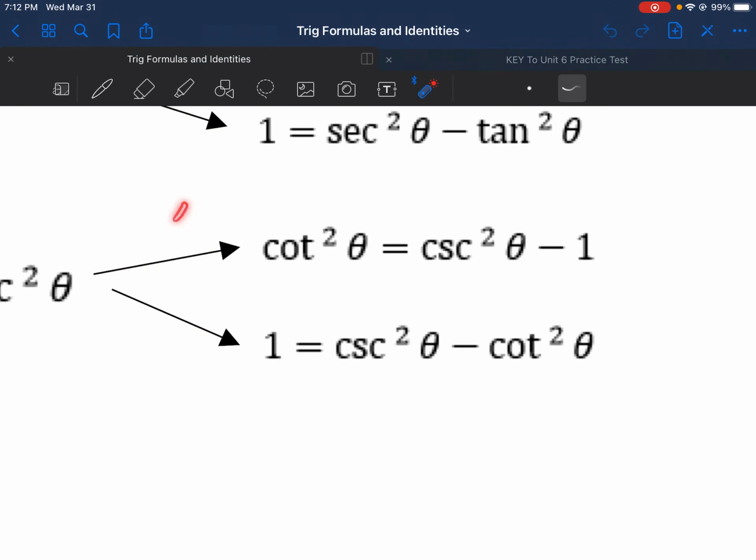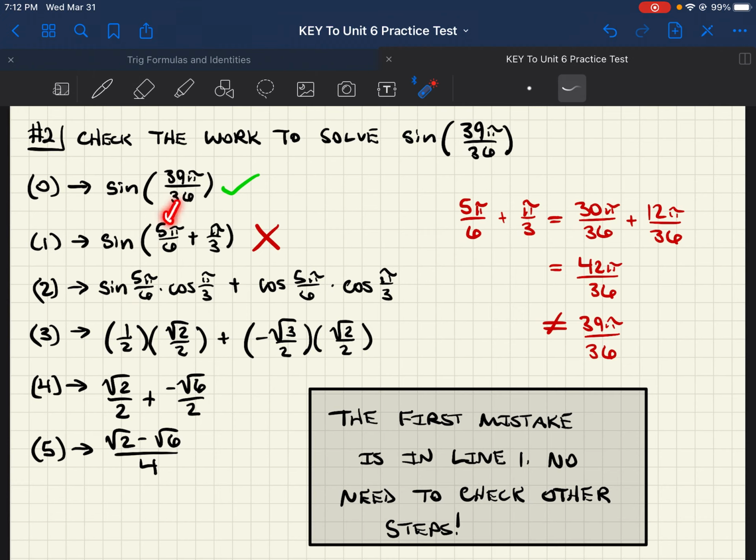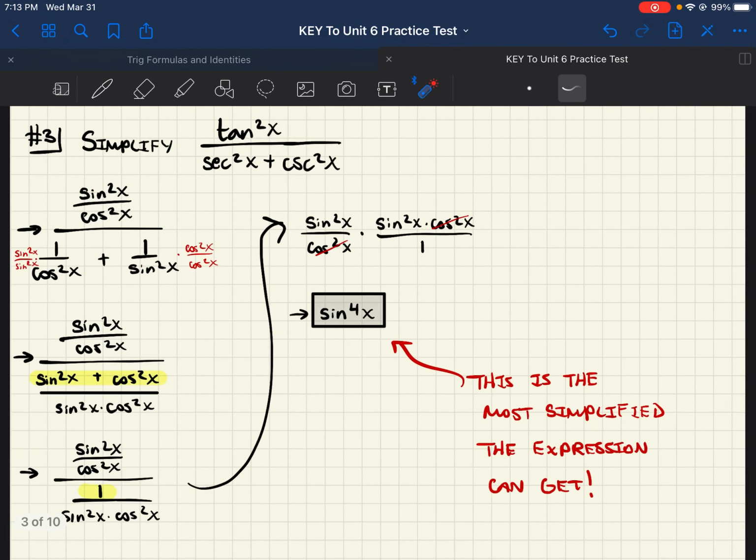So, let me get back. This breakdown into 5 pi over 6 and pi over 3 was incorrect. It does not equal 39 pi over 36. So line 1 is where our mistake is. And also notice that we don't need to check the other lines. The instructions for the problem say to find the first mistake if there is one, so we don't need to waste time checking the other steps. We already have our answer.